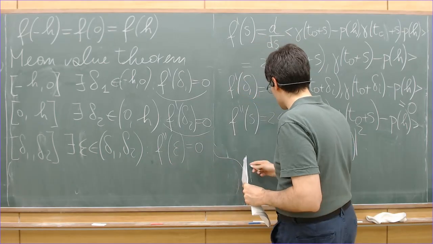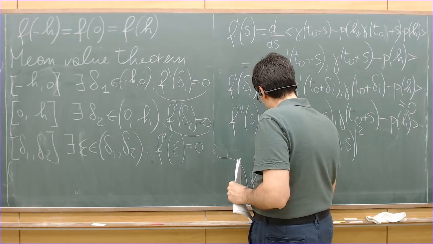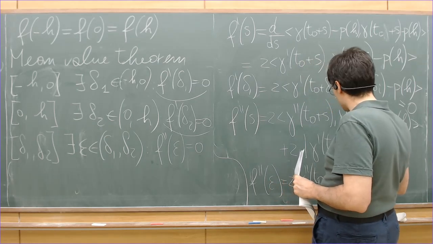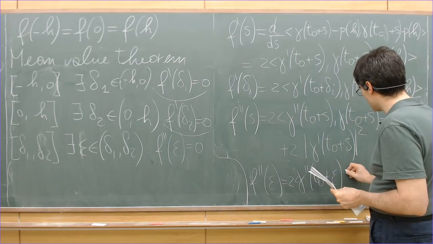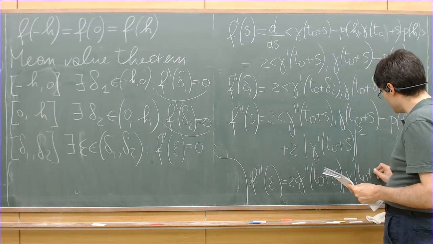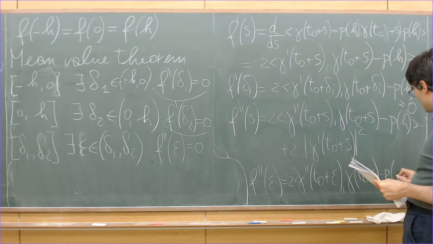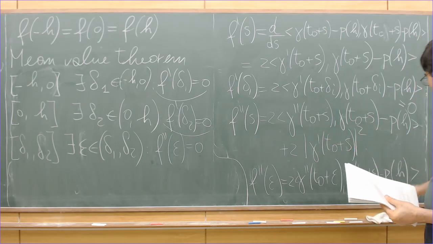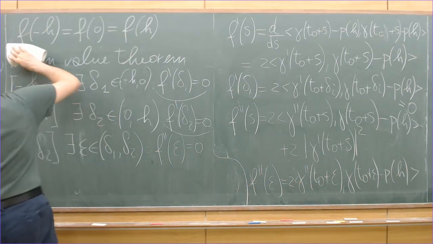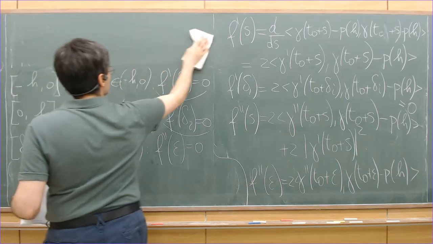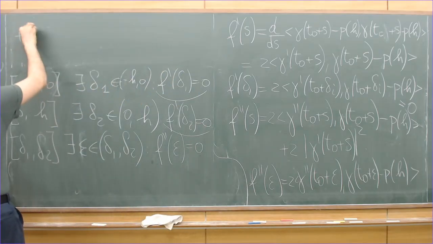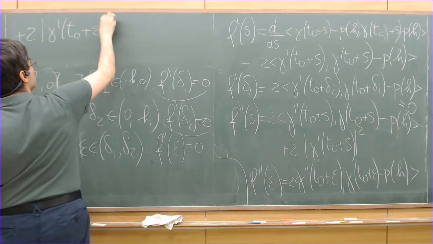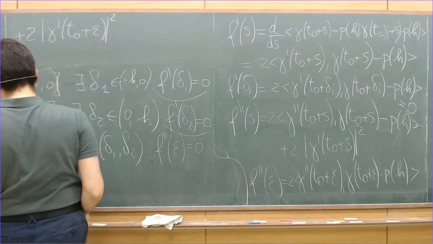So we need to compute f second of epsilon. So f second of epsilon is 2 times the inner product of gamma second t0 plus epsilon and gamma t0 plus epsilon minus pH, and then there is one more term, plus 2 times gamma prime t0 plus epsilon, whose length is squared.